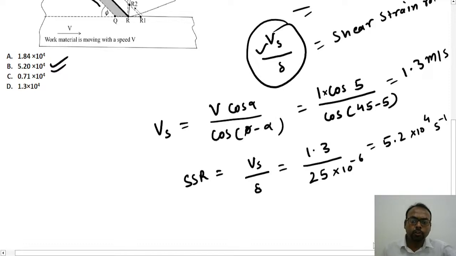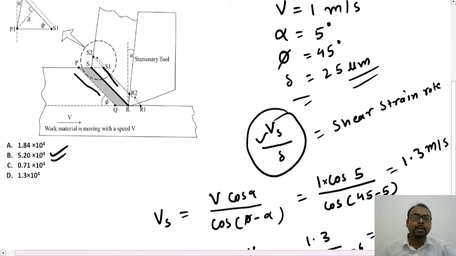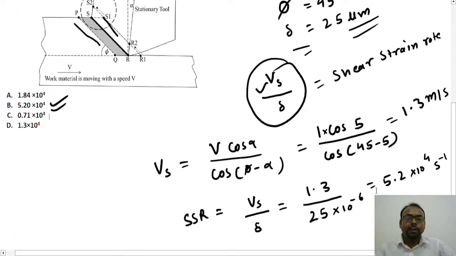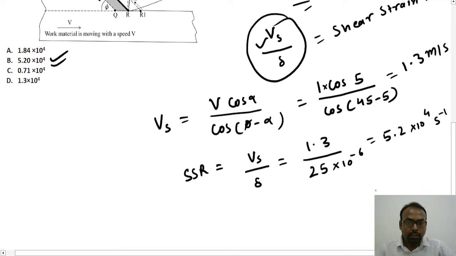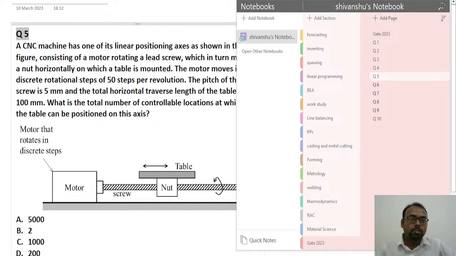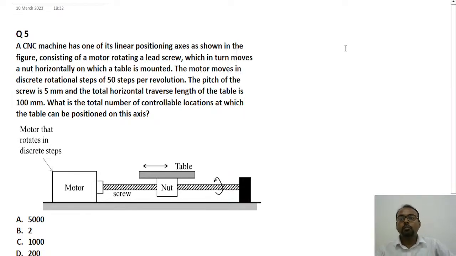So this is quite a straight question for the 2 marks that was asked this year. And here you just need to find out the value of shear velocity, right? So once you have the value of shear velocity, you just need to put this value into the final equation of Vs divided by delta, and you will have your shear strain rate. Now let's go to the next question, that is question number 5.